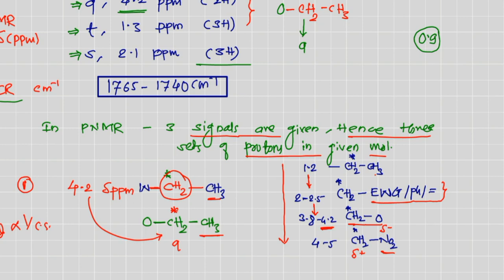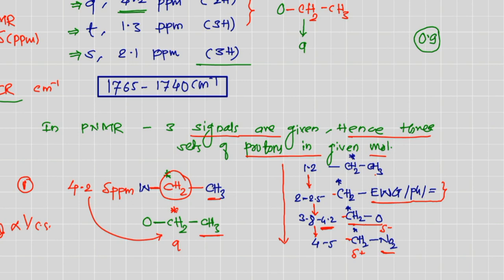Lastly, the extreme case is NO2. When the CH2 group is attached to NO2, it appears in the region of 4 to 4.5 or up to 5. From top to bottom, the electron withdrawing nature increases. The more withdrawing the group, the more electron deficient the carbon, so it is less electron rich, or deshielded.